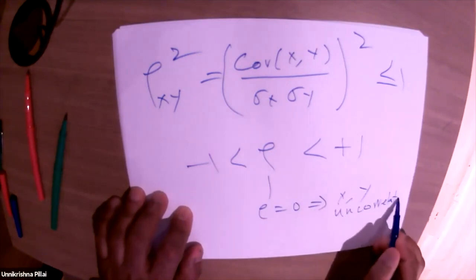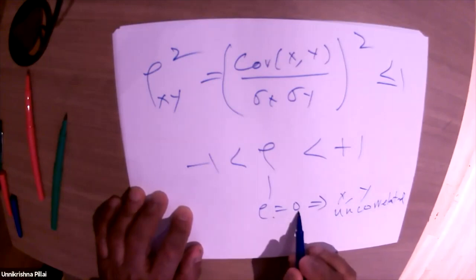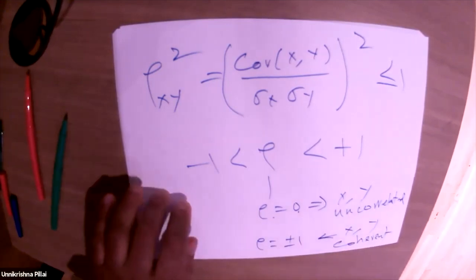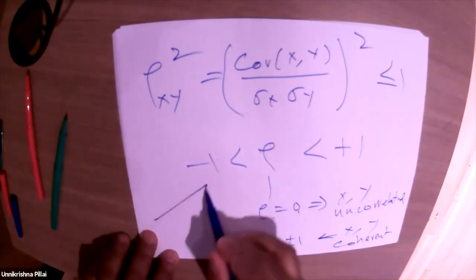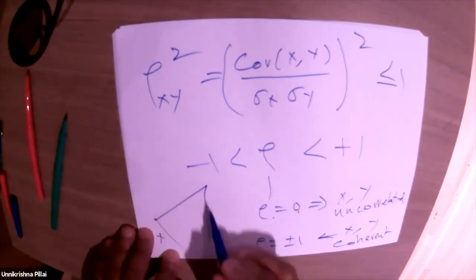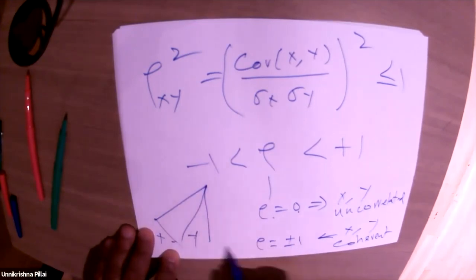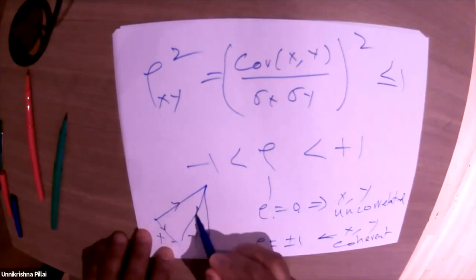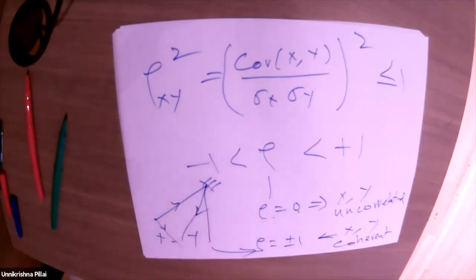In terms of correlation, rho equal to zero is uncorrelated. Rho equal to plus or minus one is called completely coherent. So in wireless multipath, when a signal goes and comes back, if you have a direct path X and a return path Y, X and Y are coherent because it's just the same signal that goes and comes back from the return. Multipath is coherent return. So that will be this case.